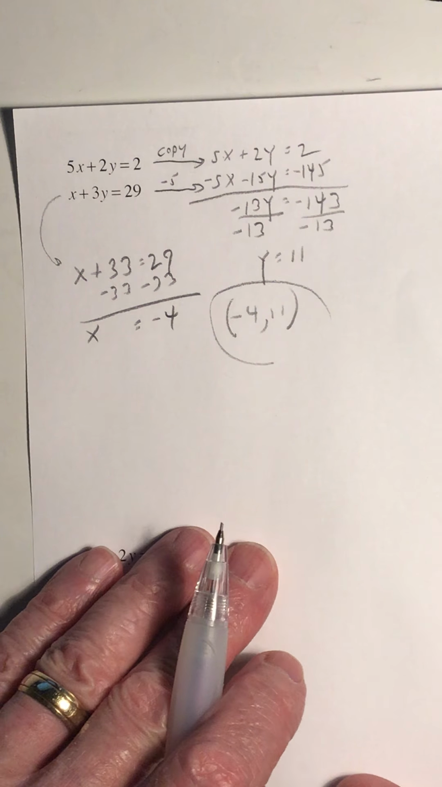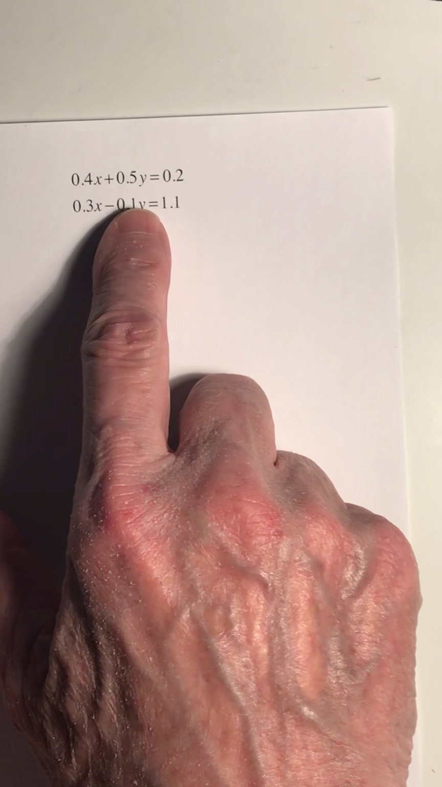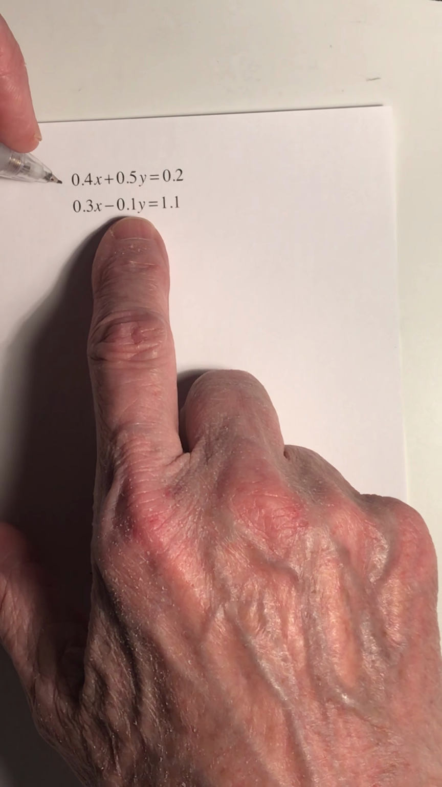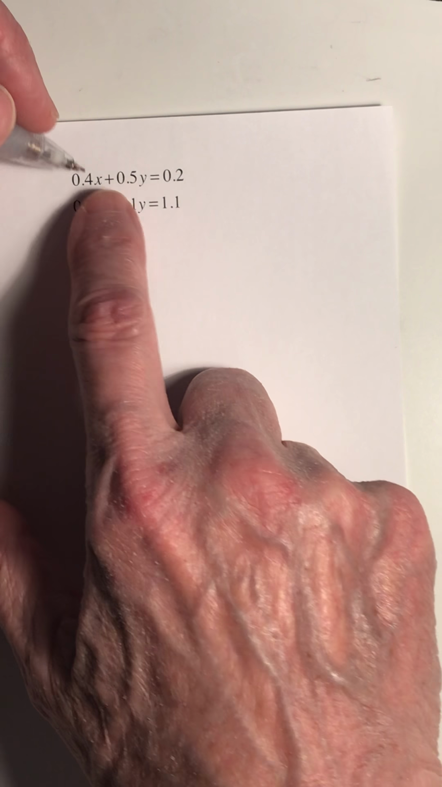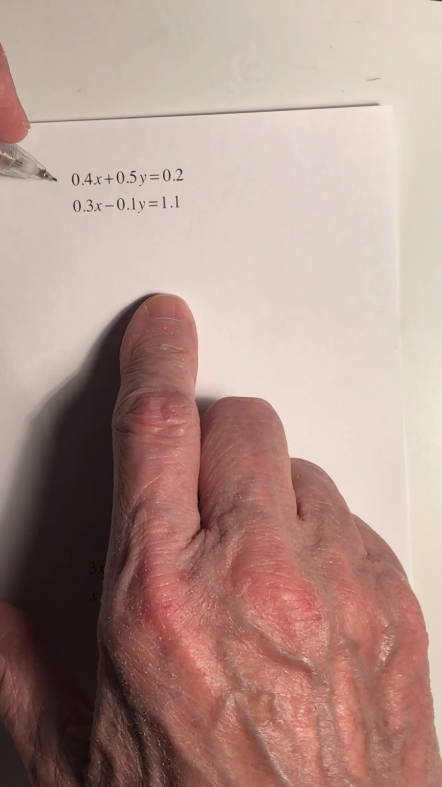Okay, let's slide over here. We did this pain in the neck yesterday. Remember, the first step to get rid of all the decimals, just multiply everything by 10. That moves every decimal point one place to the right, and then it's no longer needed.